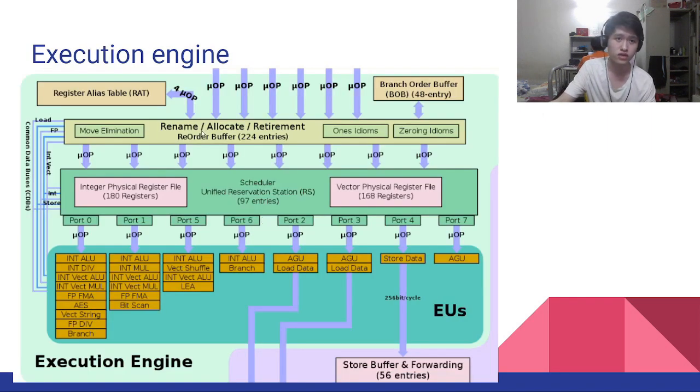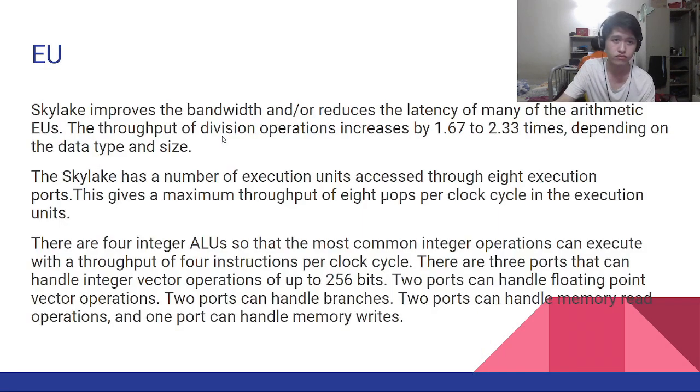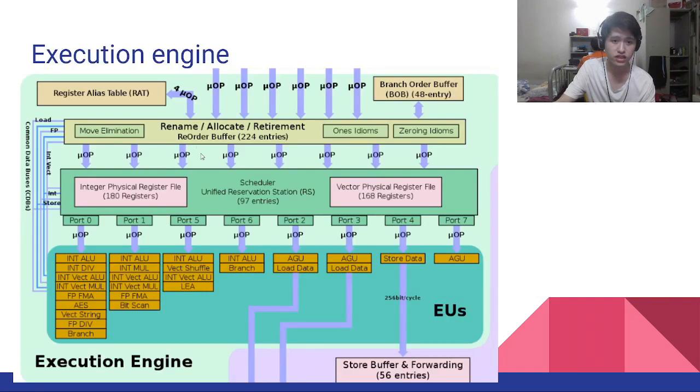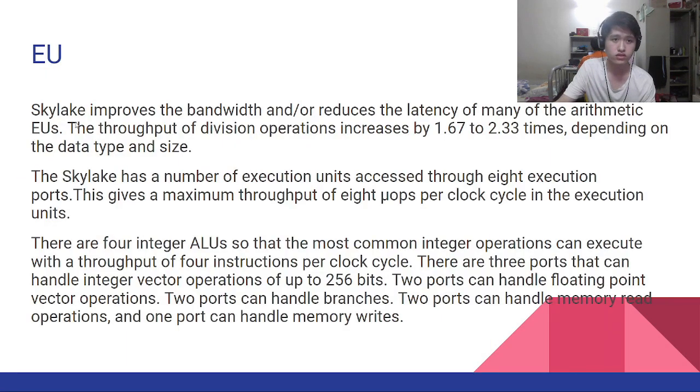Okay, we come to the execution engine. This is the execution engine. The execution engine of Skylake improves the bandwidth and reduces the latency of many arithmetic execution units. The throughput of division operations increased by 1.67 to 2.33 times, depending on the data type and size.